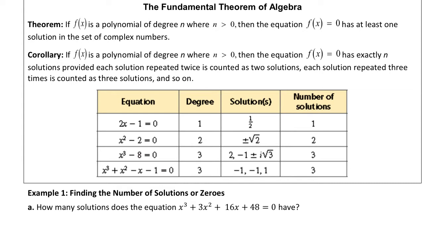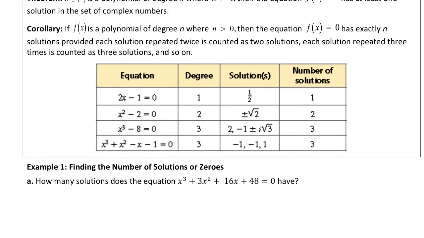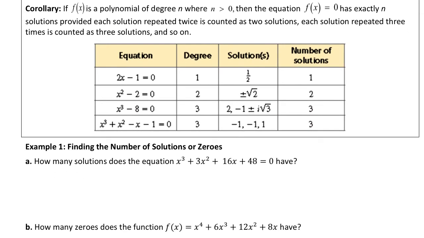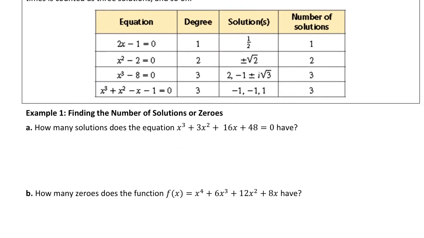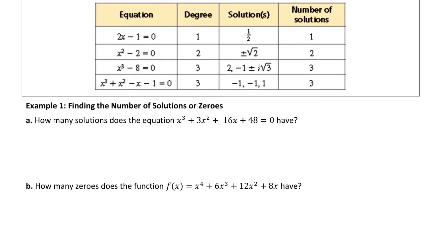Okay? So if it has a degree, it has at least one solution. The degree tells you how many solutions it has. Okay? And there are times where we have repeated solutions. So if we have a repeated solution, it is counted as 2 solutions. A solution that's repeated 3 times counts as 3 solutions. This table breaks down that a linear function has a degree of 1, it has 1 solution. So it's making that connection that the degree tells you how many solutions there are.